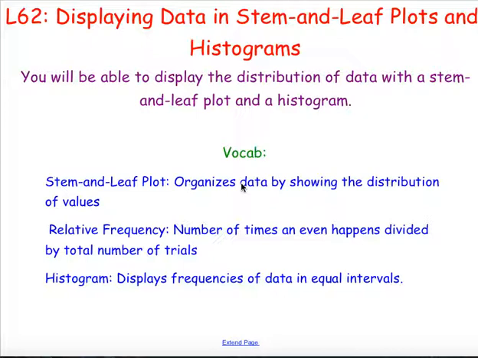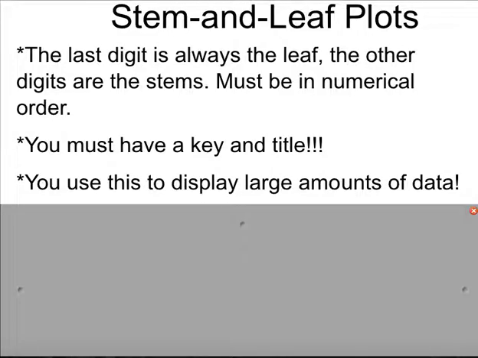Relative frequency, although it's a new term, it's not a new idea because it's very similar to probability, but we're looking at the data. So with stem and leaf plots, a couple things to remember. The last digit is always the leaf and the others are the stem. And we must go in numerical order. You must have a key and a title, and you use this to display large amounts of data.